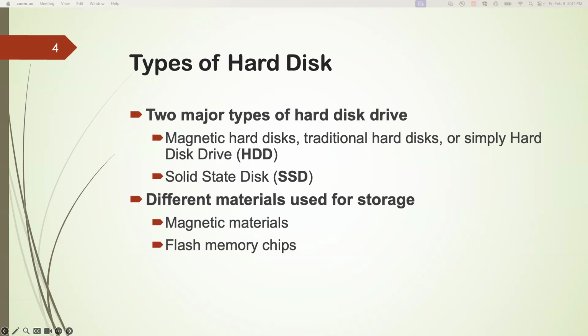The solid state drives you can generally see in your modern computers as well as other devices that we use these days. The material with which these drives are made is also different. The HDDs use magnetic material, whereas the solid state drives use flash memory chips in order to store the data.